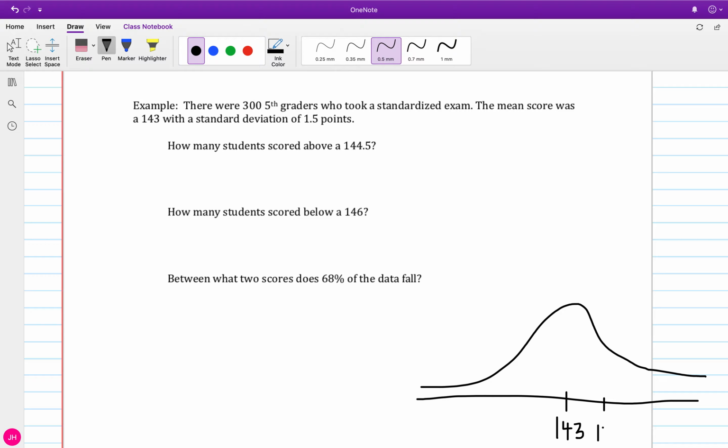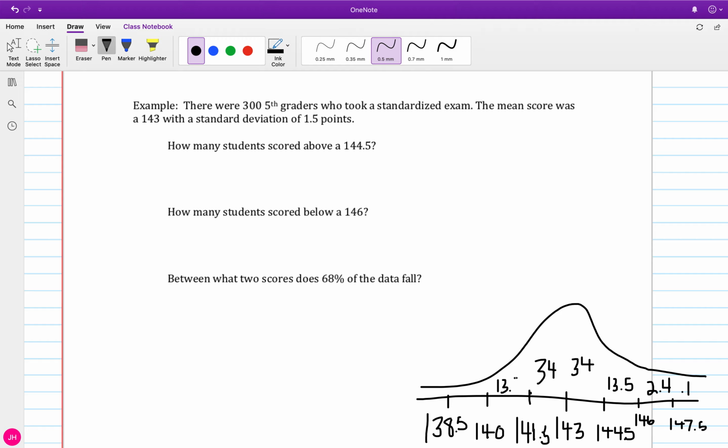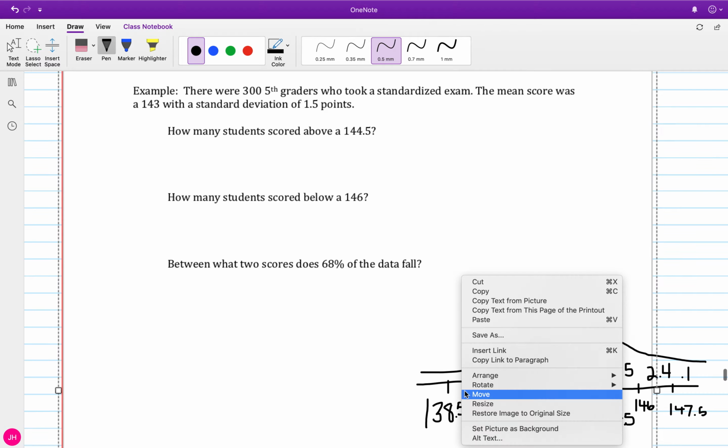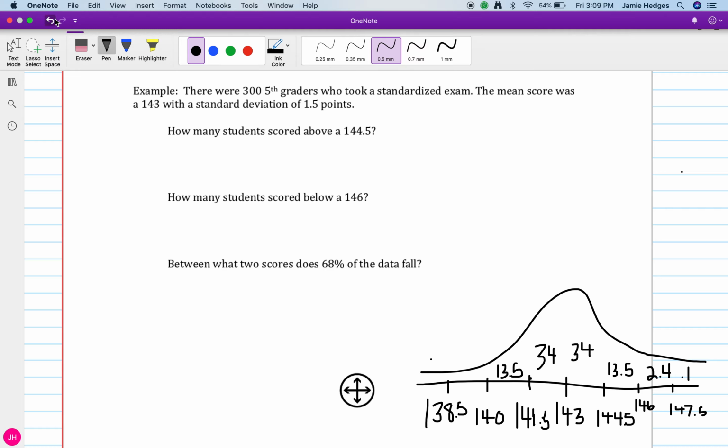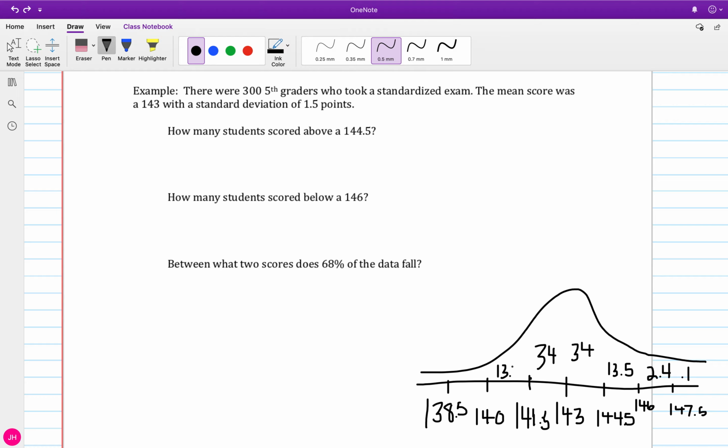My percents are going to be the same because it's symmetric, so I'd have 34, then 13.5, then 2. Let's see, there we go. So 13.5, then 2.4, and my 0.1, my little tiny percent.